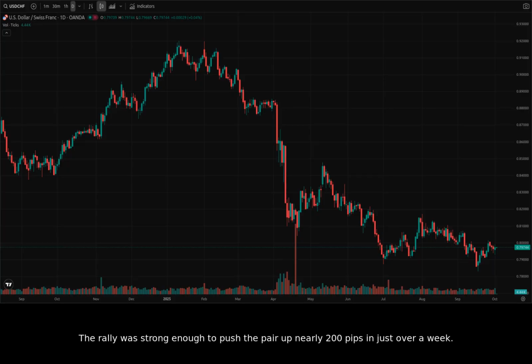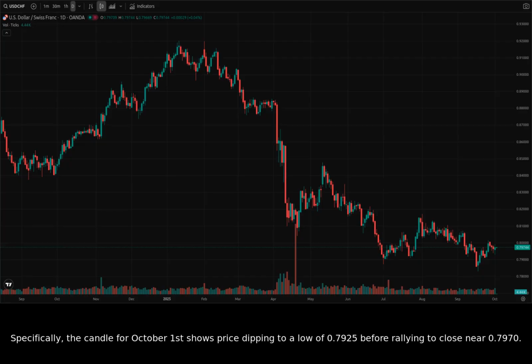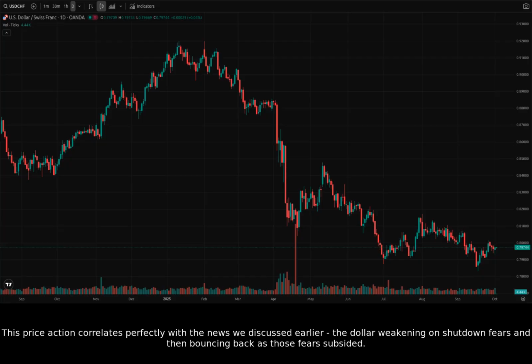The rally was strong enough to push the pair up nearly 200 pips in just over a week. The last few daily candles show a pullback and then a bounce. Specifically, the candle for October 1st shows price dipping to a low of 0.7925 before rallying to close near 0.7970. This price action correlates perfectly with the news we discussed earlier, the dollar weakening on shutdown fears and then bouncing back as those fears subsided.